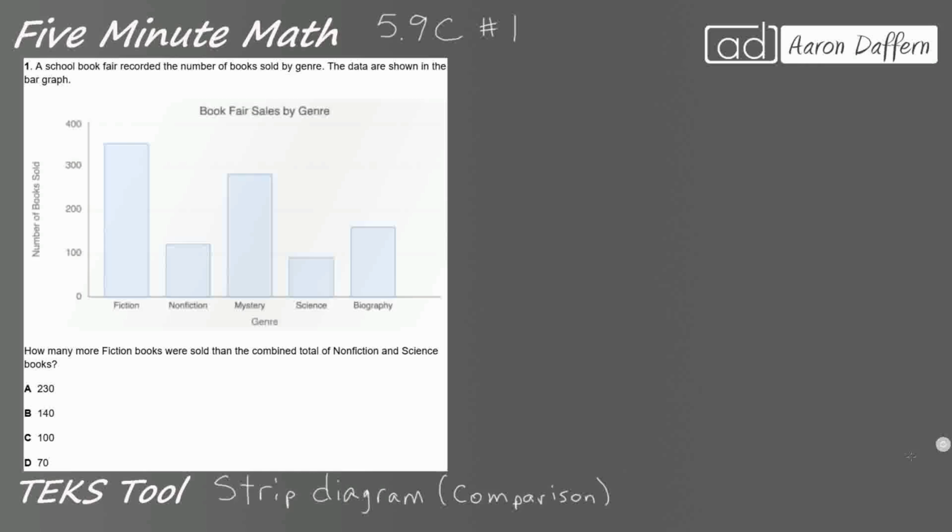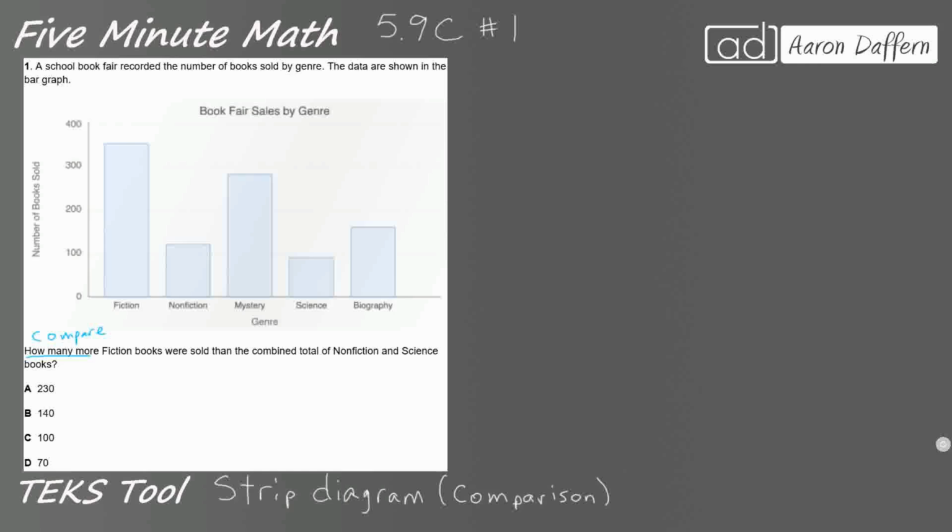So we've got a bar graph here. We've got 5 different genres in our book fair. And we have a comparison because look at the question right here. How many more? When we see how many more, how much greater, or how much less, anything like that, that should let you know that we are going to compare two quantities. We want to see which one has more.